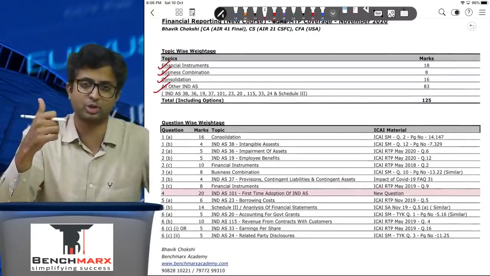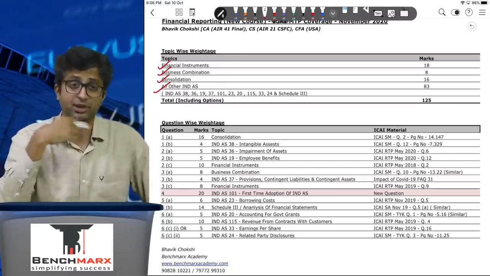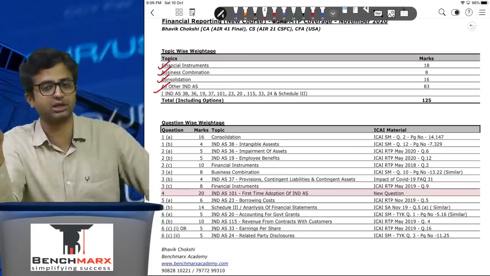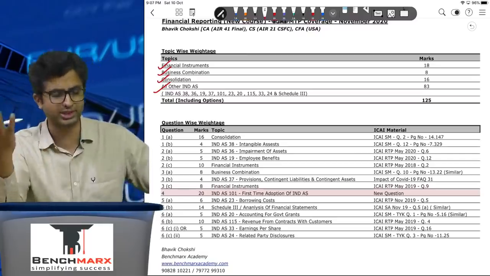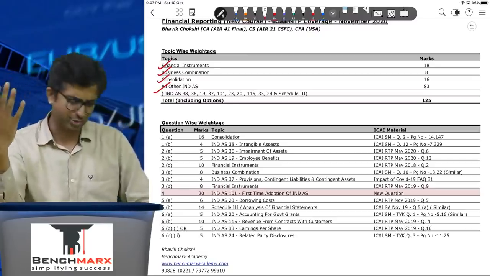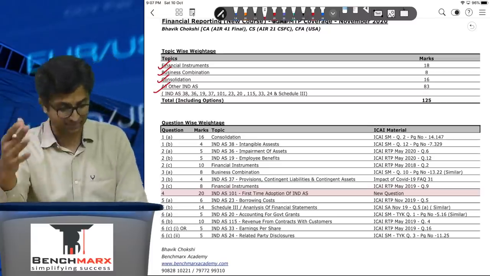Surprisingly, there was no question on CSR or leases, which I was fairly certain there should be a question on leases, and share-based payment did not find any question over here, though it's quite certain that you will get a question in your main exams.